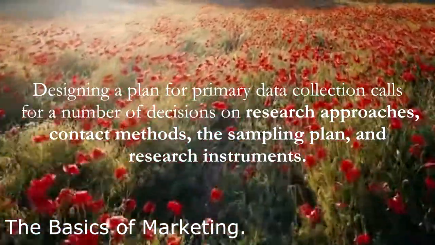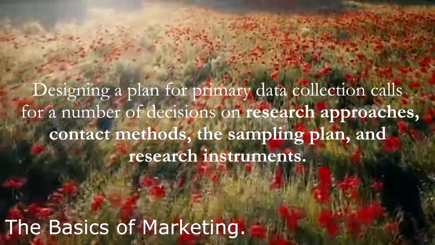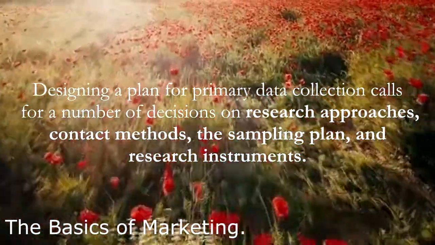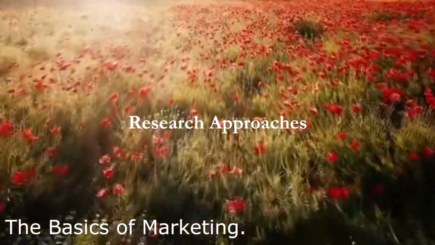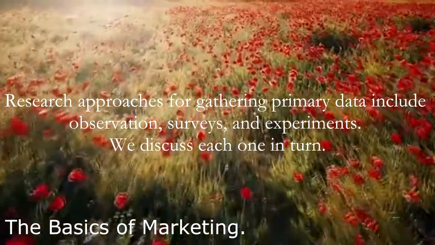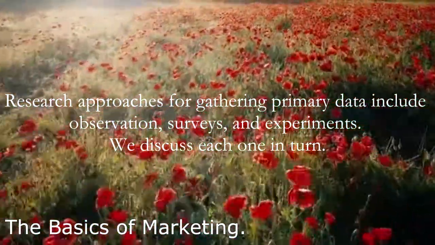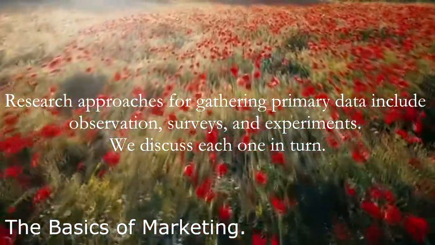Designing a plan for primary data collection calls for a number of decisions on research approaches, contact methods, the sampling plan, and research instruments. Research approaches. Research approaches for gathering primary data include observation, surveys, and experiments. We discuss each one in turn.